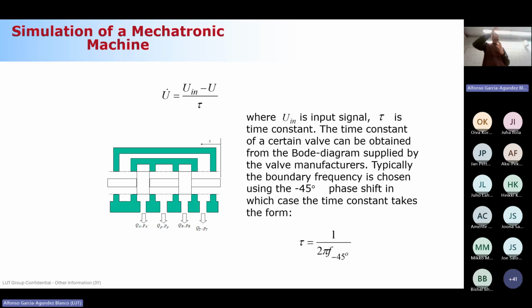So you are plotting the magnitude and the phase, and the manufacturers provide this data, this input, so that you can compute this time delay, this constant of the valve, tau. In this Bode diagram, what you choose is the frequency of minus 40 degrees, and you compute the tau using this frequency. The frequency associated with the minus 40 degrees in the phase plot of the Bode diagram. This is to compute the tau.